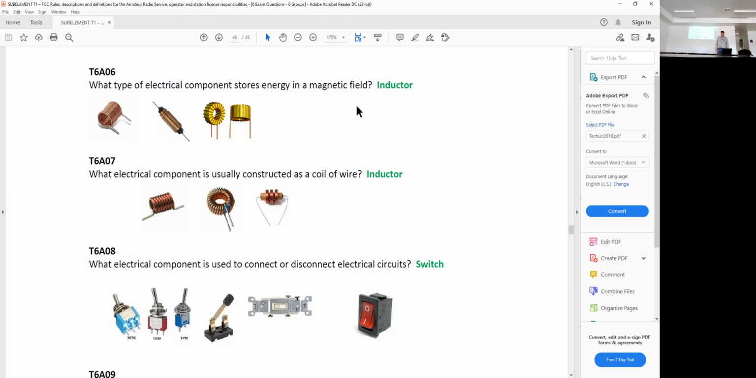So the next question is the same thing stated differently. What electrical component is usually constructed as a coil of wire? And that's an inductor. Any questions about inductors? And the way you can kind of remember what that is, you can induce a magnetic field into an inductor or out, either way. If you put energy in, it'll make a magnetic field. If you put a magnet near it, it can make an electrical field.